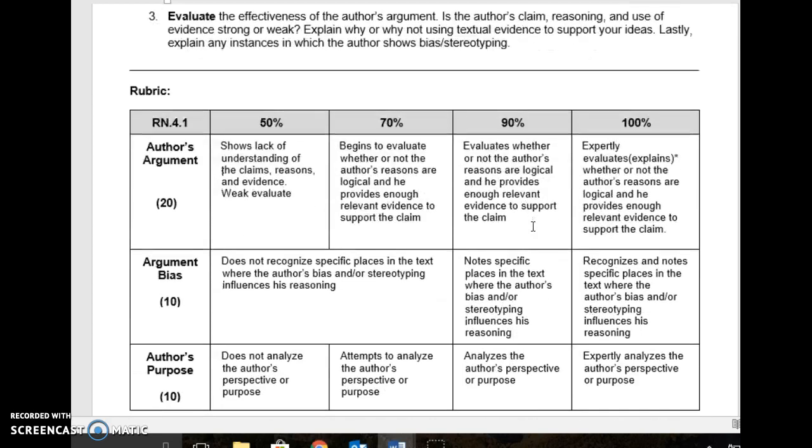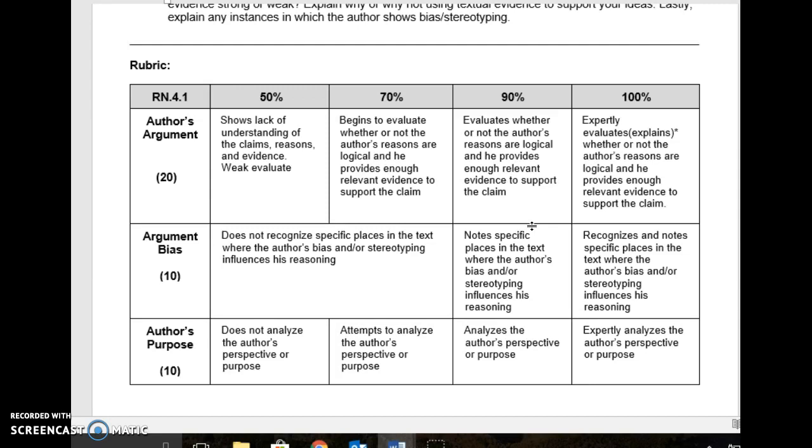The last thing, I know this is a long video, the last thing I want to show you guys before you get started is your rubric. 20 of the 40 points for this assessment is based on your ability to evaluate. Basically to explain, does the author have a strong argument or a weak argument? Explaining why, and notice that it says providing evidence to support your claim. Are you pulling quotes from the article to support what you are saying in your answer?